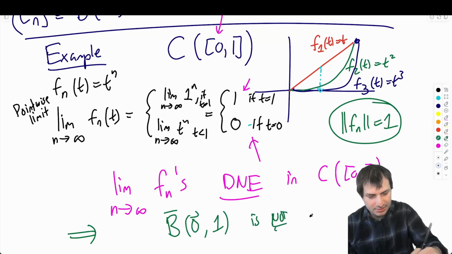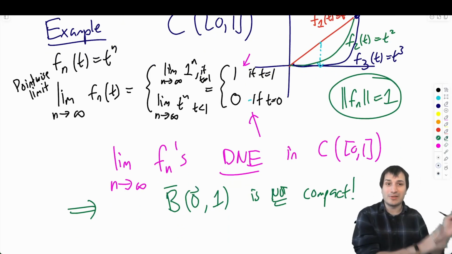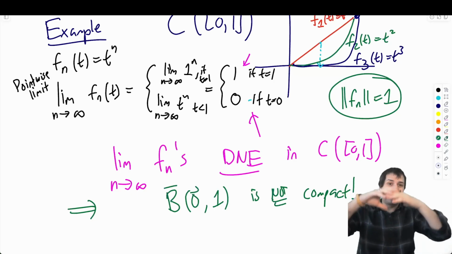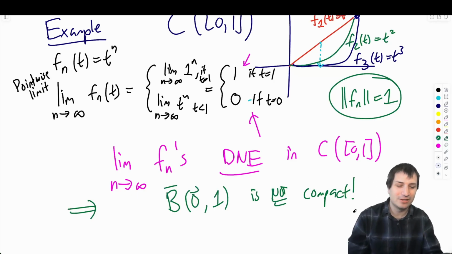Okay, and this is the total opposite of what we're used to in linear algebra class, where by the Heine-Borel theorem, or the Bolzano-Weierstrass theorem if you want, closed bounded sets always have convergent subsequences. Here, closed bounded sets don't have convergent subsequences.